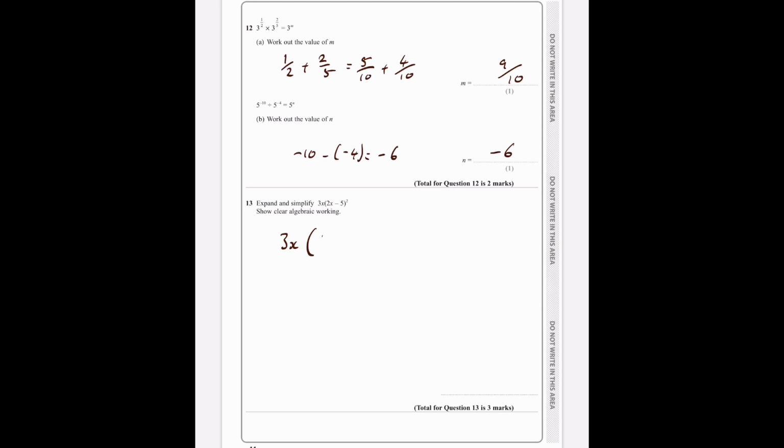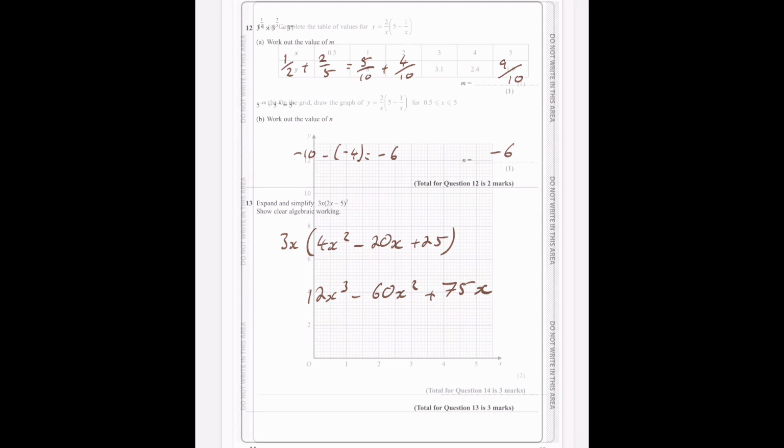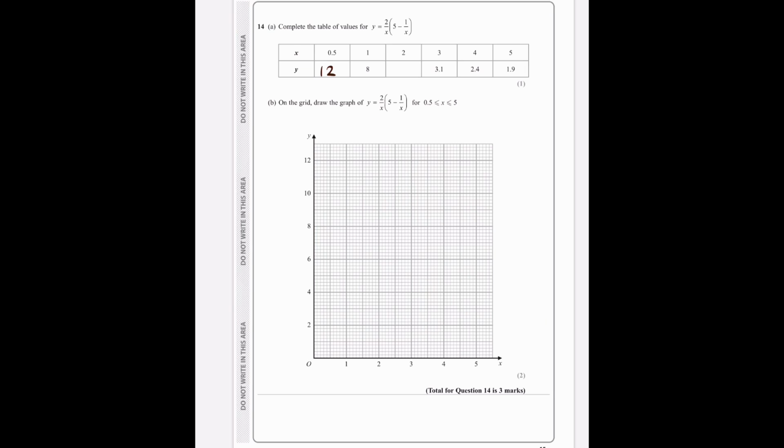Question 13, expanding 2x minus 5 squared. 2x times 2x is 4x squared. We're going to get 2 minus 10x's to make minus 20x, and minus 5 times minus 5 is plus 25. And then multiply each part of that by 3x, and we get a fully expanded expression.